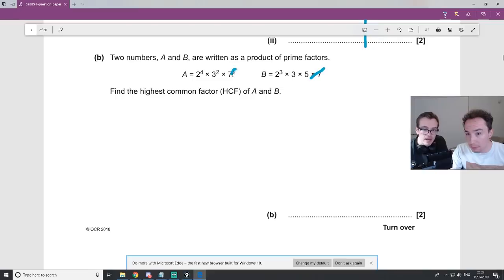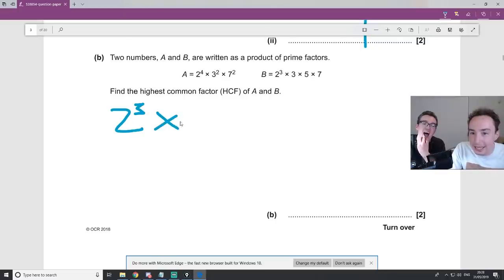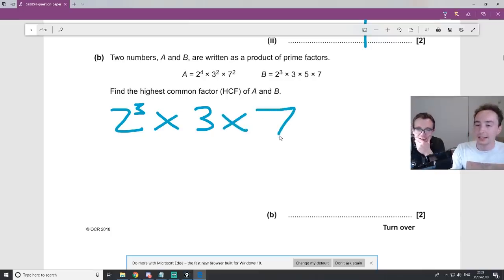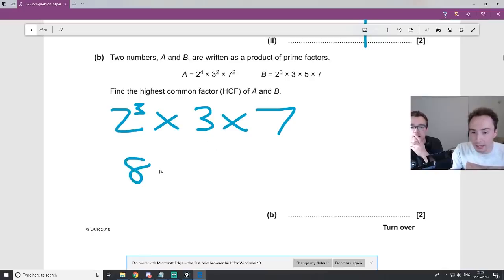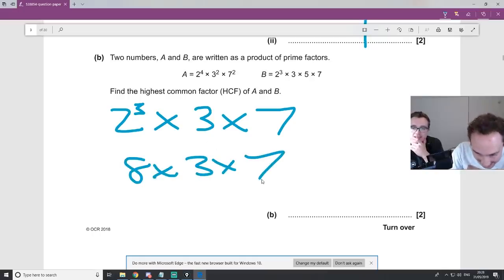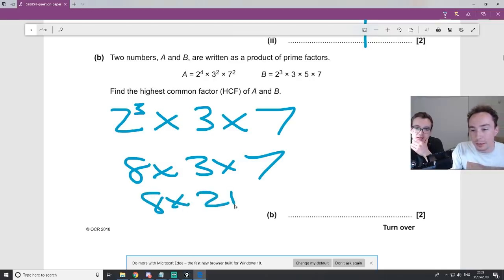You just cancel things from both sides. A divided by B. Cancel. You got 7. We're there. Yeah, this is good. The 2 to the power of 3 and cross out the 4. Times 3 times 7. That's the highest common factor, because that's what's shared between them, I think. That sounds very right. It's 8 times 3 times 7. 8 times 21 equals... Or 24 times 7. They're the same thing.